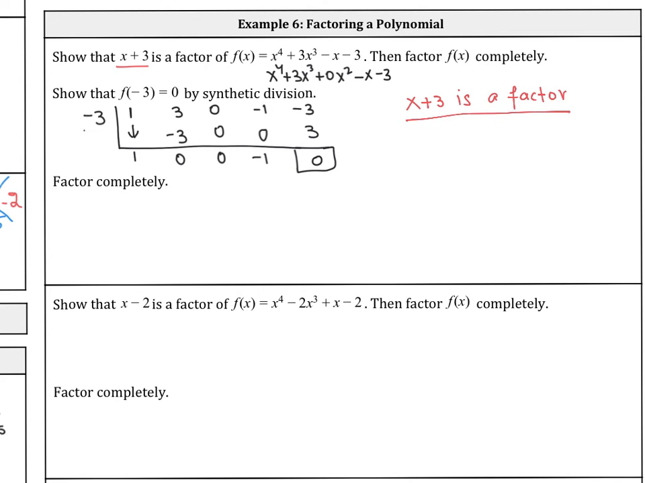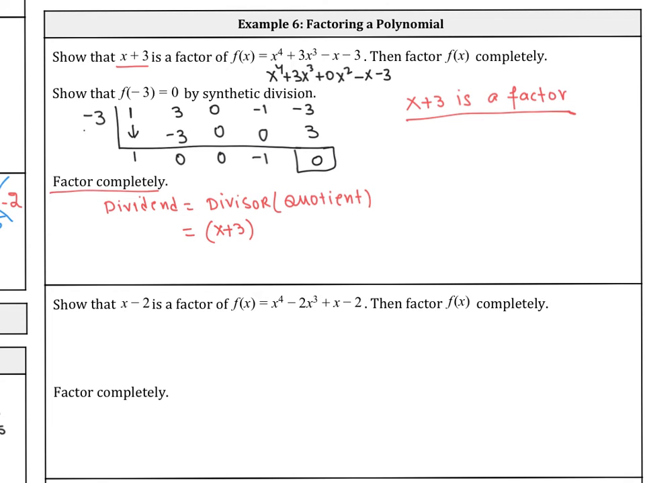Now we are not just stopping here. We have to factor this polynomial completely. So the formula is, when the remainder is 0, dividend equals divisor times quotient, because the remainder is 0. Now the divisor is the one we divide with, that is x plus 3.